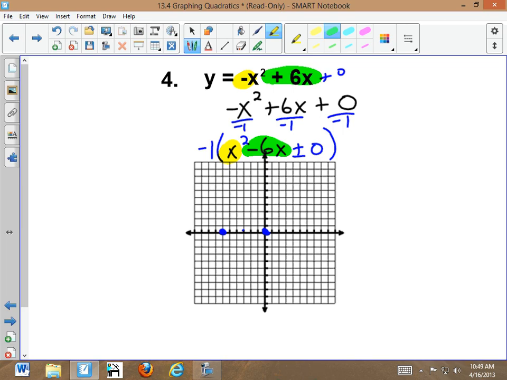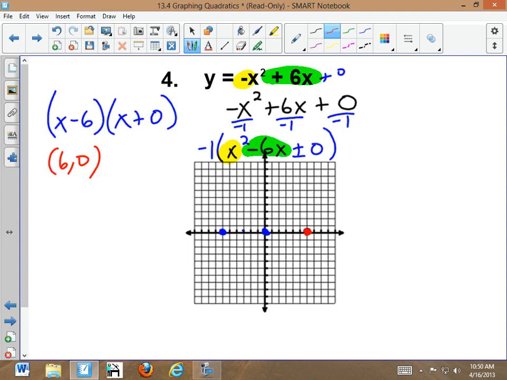So now, when you come over here, it's actually x minus 6 and x plus or minus 0. So now instead of being over here, 1, 2, 3, 4, 5, 6, it needs to be right here. Because the opposite of negative 6 is 6, so you have 6, 0, and you have 0, 0.